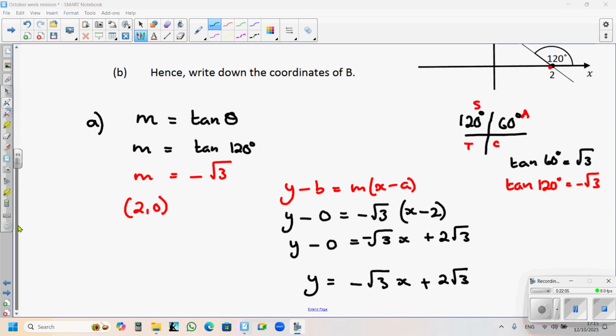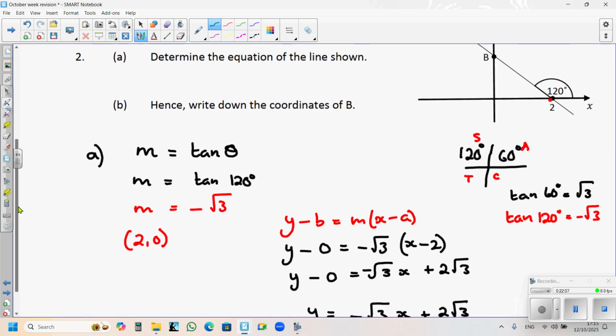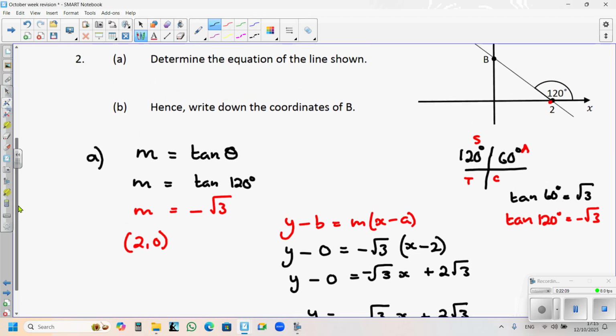So next part of this question, after we've got the equation of that, it says hence write down the coordinates of b. So there is b there. So what do we know about the coordinates of b? It's on the y-axis. So I know b is the point (0, something). It's the y-intercept. So if a line is in the format of y is equal to mx plus c, we can read off c.